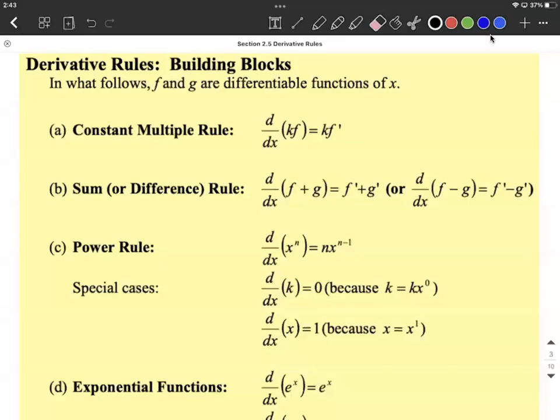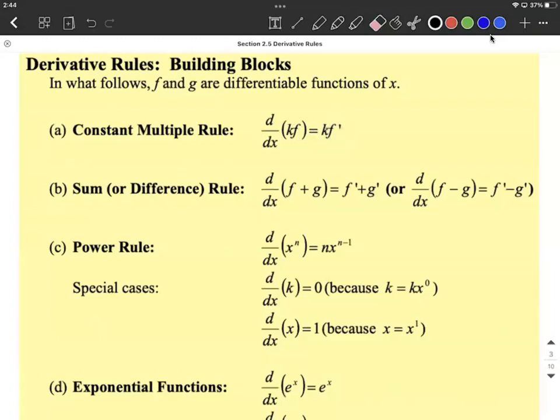Okay, a bunch of derivative rules all being thrown at you at once. We'll run through these real quickly and then work an example. All right, constant multiple rule. If you have a multiple out in front of a term, a coefficient on this term, it can basically come along for the ride and then take a derivative of whatever's next to it.